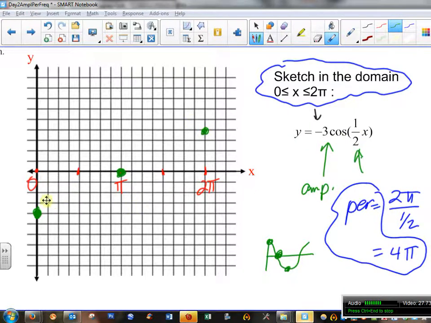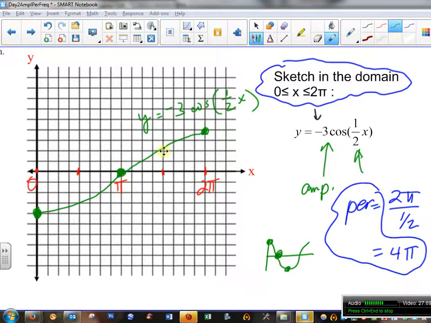And now I'm going to pick up my pencil, and with showing curvature as best I can, it's kind of tough to do this, but you don't want to pick up and create a straight line there. You want it to show some curvature. So there's your graph of y equals -3 cosine of 1/2 x. It's got an amplitude of 3, +3. It's got a frequency of 1/2. It's got a period of 4 pi.